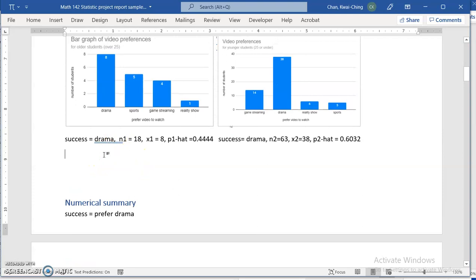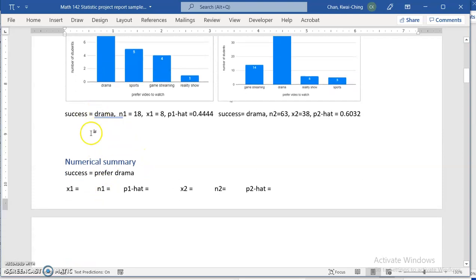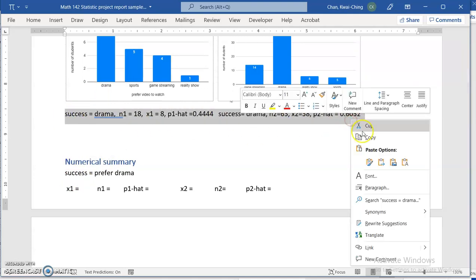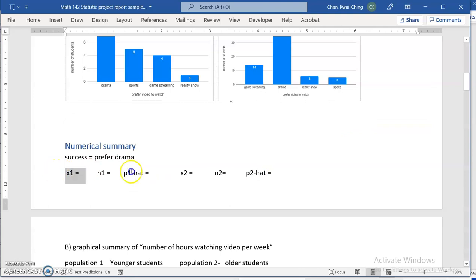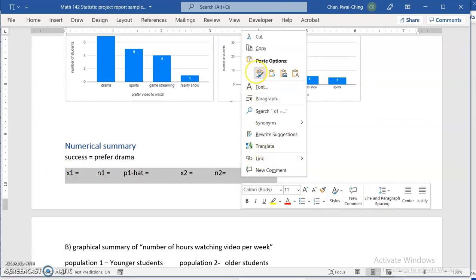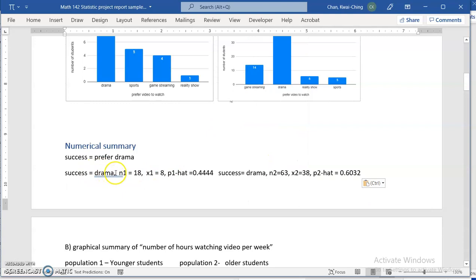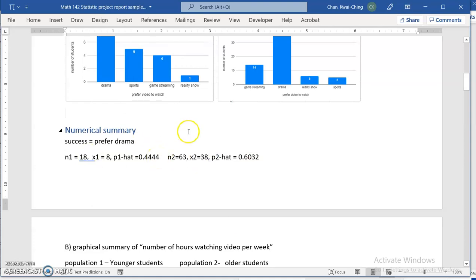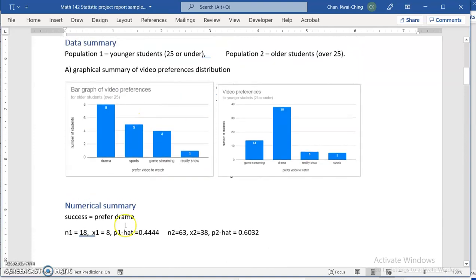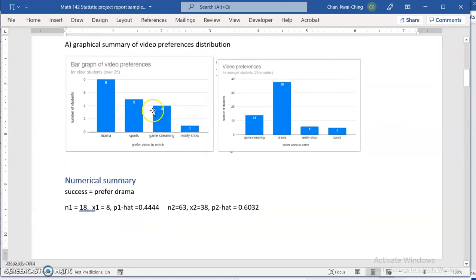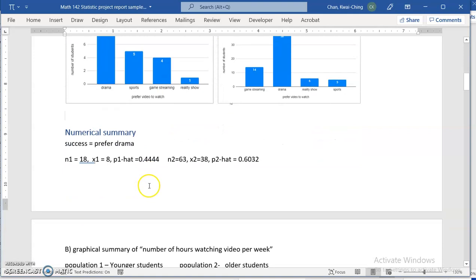Oh, well, actually, the numerical summary is here. I should actually cut these and put them here. Paste it here. So successful drama is already in. I can put it here. So this is the categorical data summary, graphical summary, and also numerical summary.